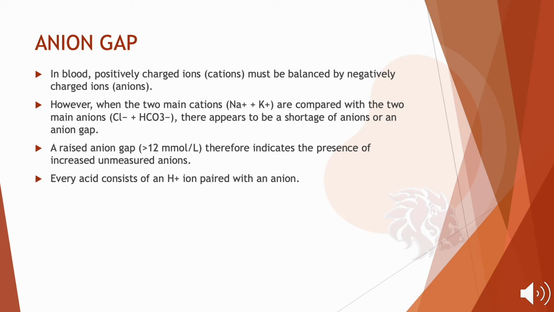Every acid consists of a hydrogen ion paired with an anion. For example, lactic acid is the combination of a hydrogen ion with the negatively charged lactate ion. Thus, during conditions of increased lactic acid production, there is accumulation of both the hydrogen ion, causing acidosis, and the lactate anion, causing the high anion gap.